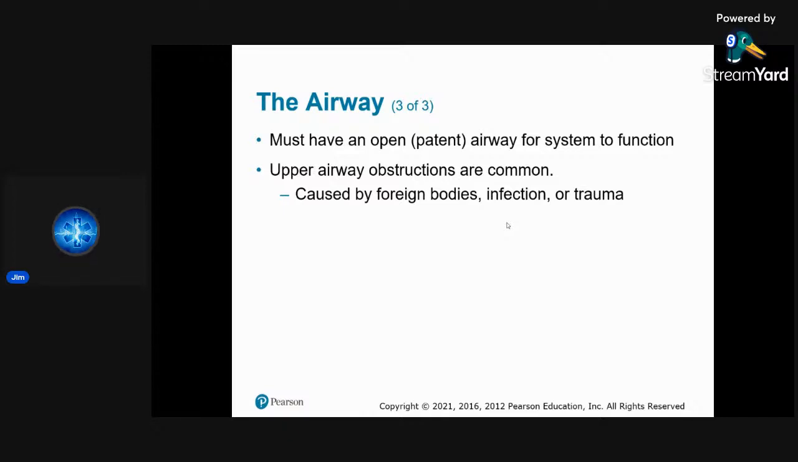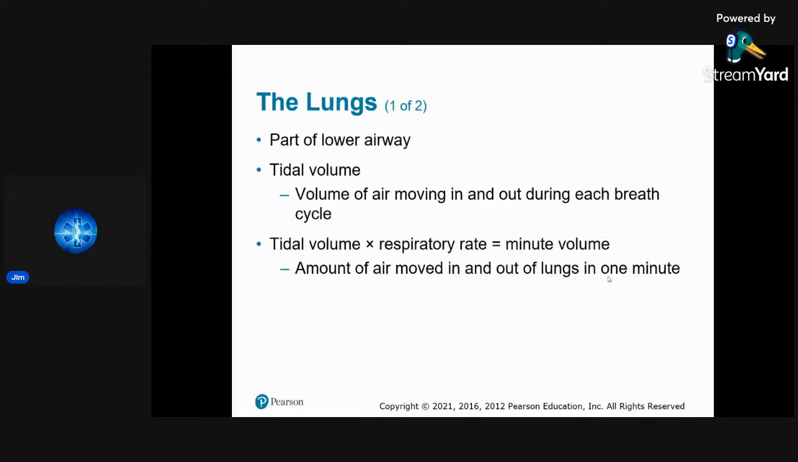Upper airway obstructions are common. This can be caused by foreign body, infection, and trauma. Going back to foreign body, that can be an object like food, or it can be blood or mucus or vomit. The lungs are part of the lower airway. We'll go into more detail on this next chapter, right?